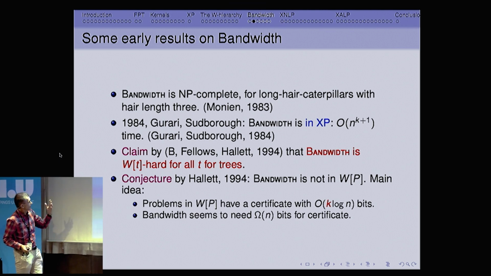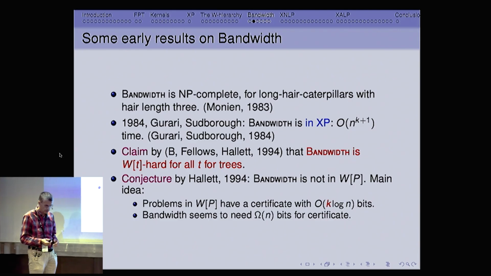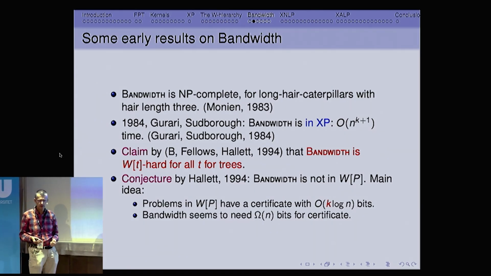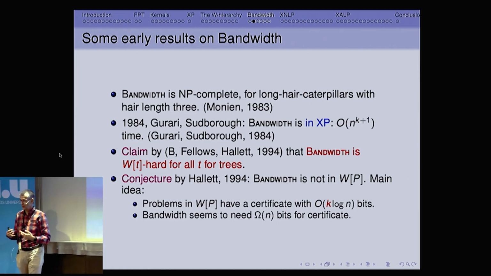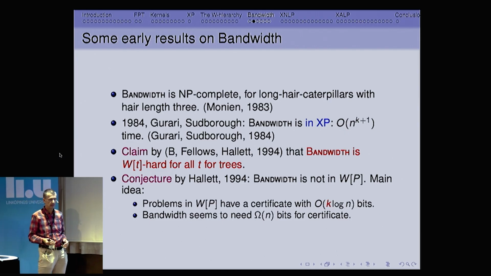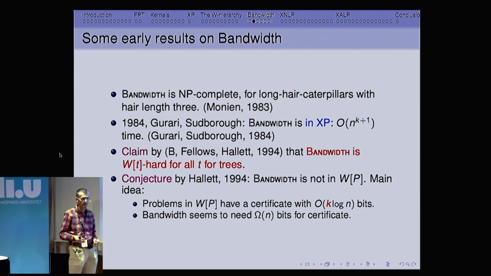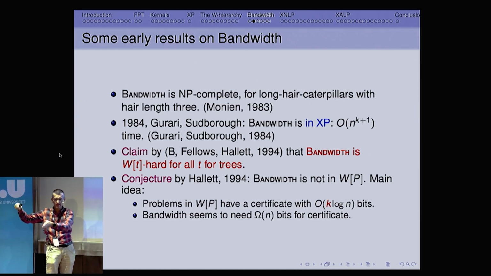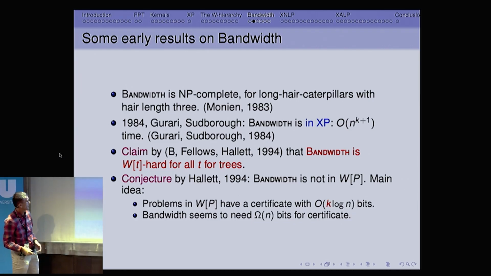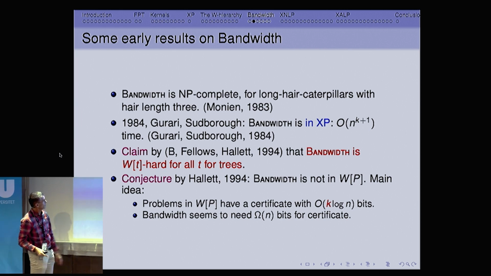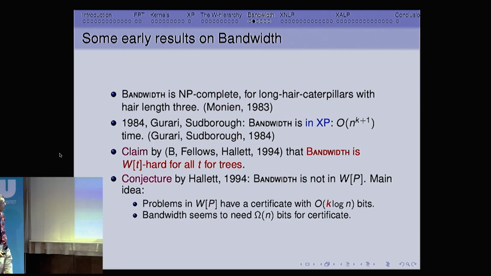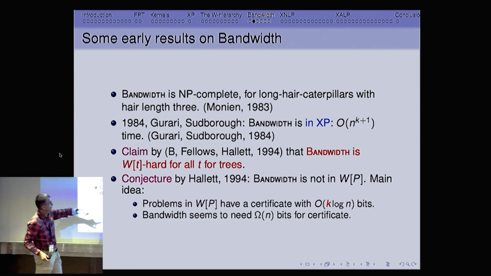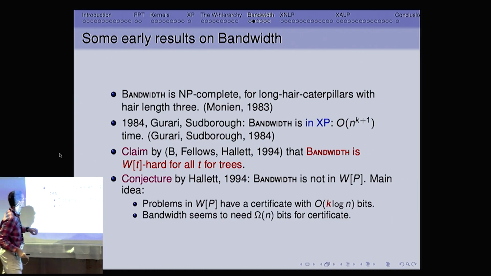In 1983, Monien showed that this problem is NP-complete, even for a very special class of graphs. He called them caterpillars, but I heard that people say what Monien called caterpillars are actually subdivisions of caterpillars. So what I have is a path, and I can attach paths of arbitrary length to this main path. I would call them long hair caterpillars. And if you have only hairs of length at most 3, then the problem is already NP-complete. At almost the same time, Gurari and Sudborough showed that the problem is in XP with an order n to the k+1 algorithm.